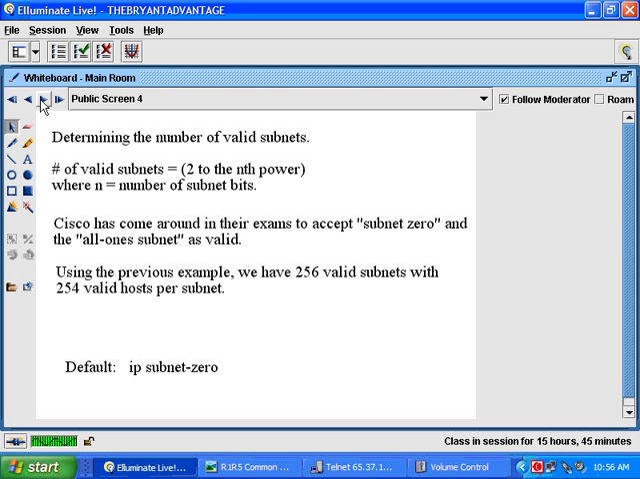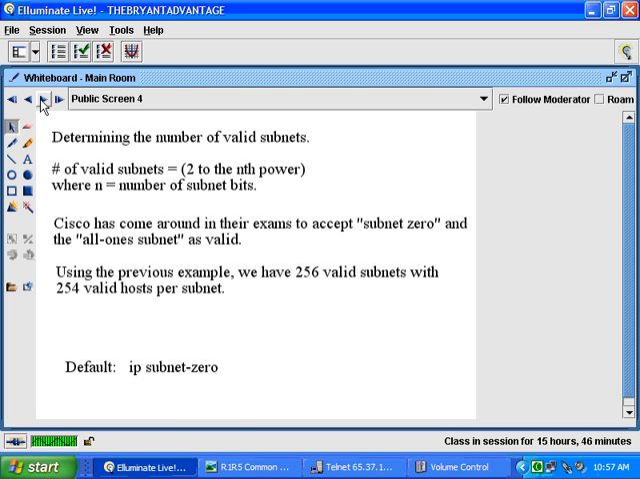And it was that way for years. And Cisco has finally come around in their exams to accept that subnet 0 and the all ones subnet are valid. If you're a little fuzzy on what those are, you're going to see what they are when we develop a VLSM scheme. And using the previous example, with this formula, we would have 256 valid subnets with 254 valid hosts per subnet.